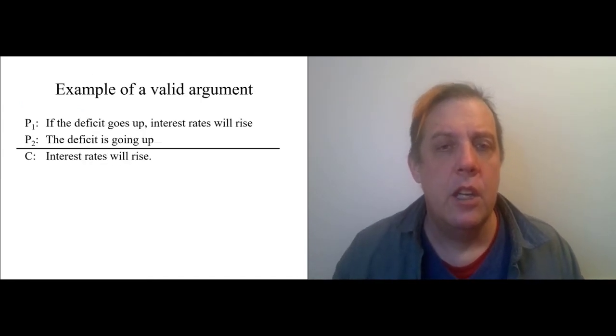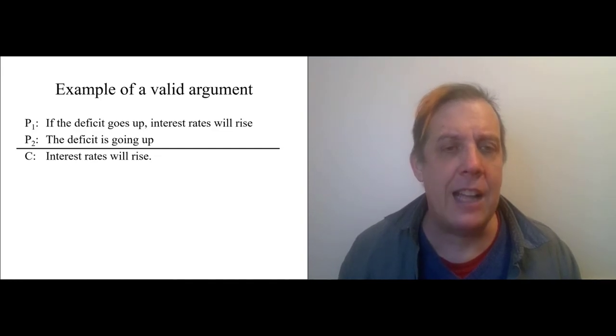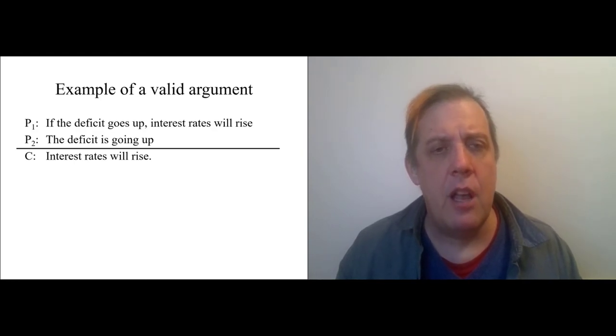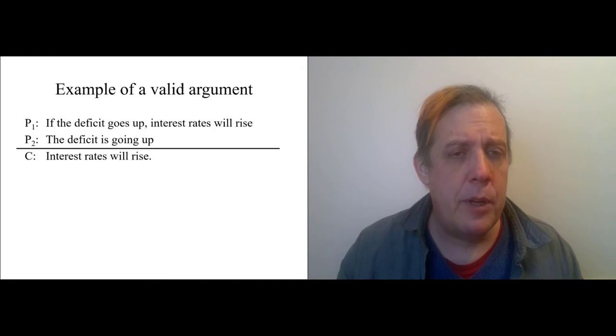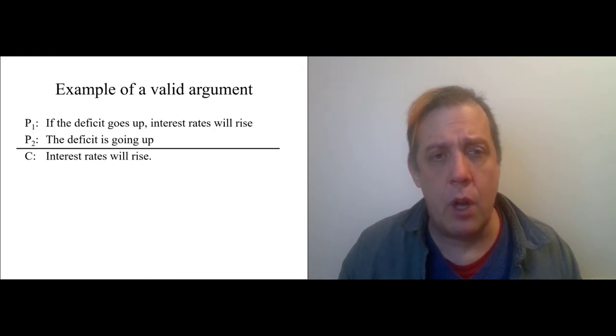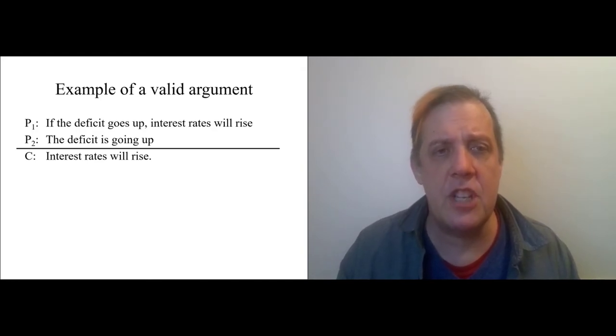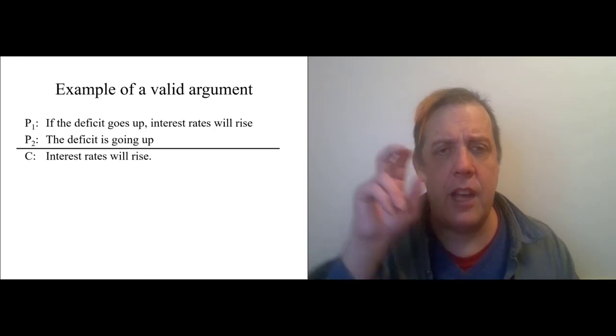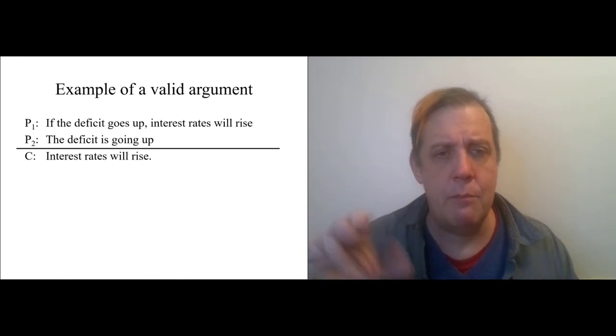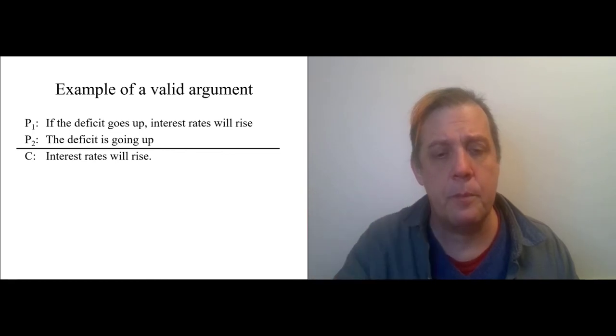All right. So here's an example of a valid argument. Start with a hypothetical statement. If the deficit goes up, then deficits will rise, then interest rates will rise. Deficits are going up, therefore interest rates will rise. If you imagine that first statement is a perfectly verified if-then statement, then the argument is valid. It's if A, then B, A, therefore B. That is a structure that is always true.